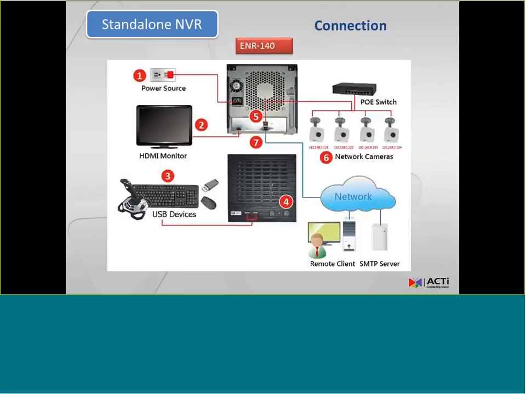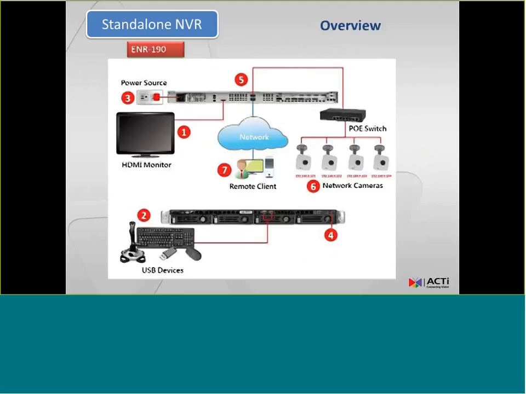This is the connection type for the ENR 140 because it has a different interface. As well, we have the same power source and the same LAN connectivity for this ENR 140. LAN 1 is for the cameras, which is connected to the PoE switches, and LAN 2 is connected where the network is, where we can connect to the network cameras as well. A joystick or USB mouse or keyboard can be used. And on LAN 2, you can connect remotely using the remote client or the SMTP server.